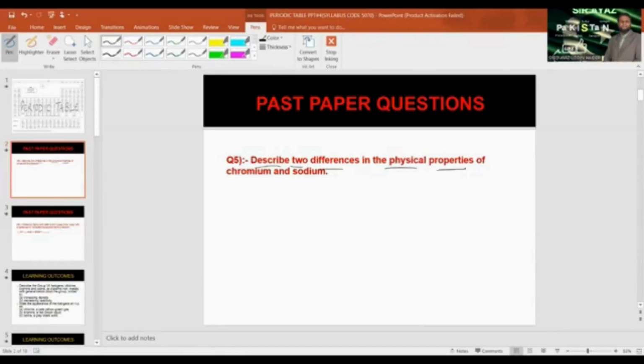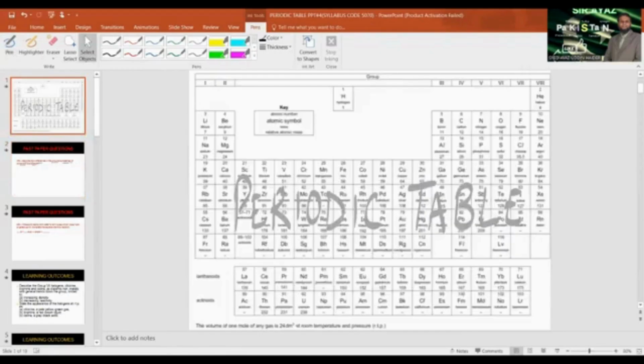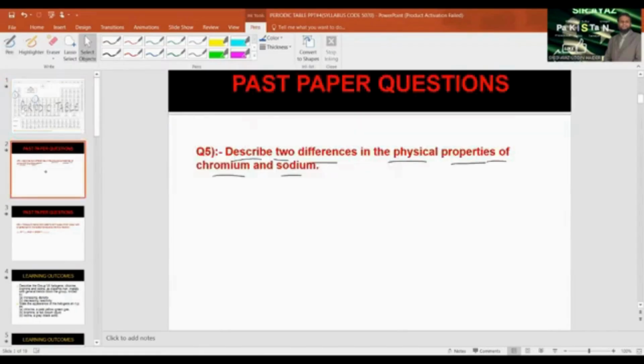These are the physical properties of chromium and sodium. Let's look at the position of chromium and sodium in the periodic table. Chromium is among the transition metals and sodium belongs to group 1 metals. Now you can easily write down the differences between these two metals. They are talking about the physical properties of chromium and sodium. Whatever you write for chromium, the reverse statement for sodium will be true.